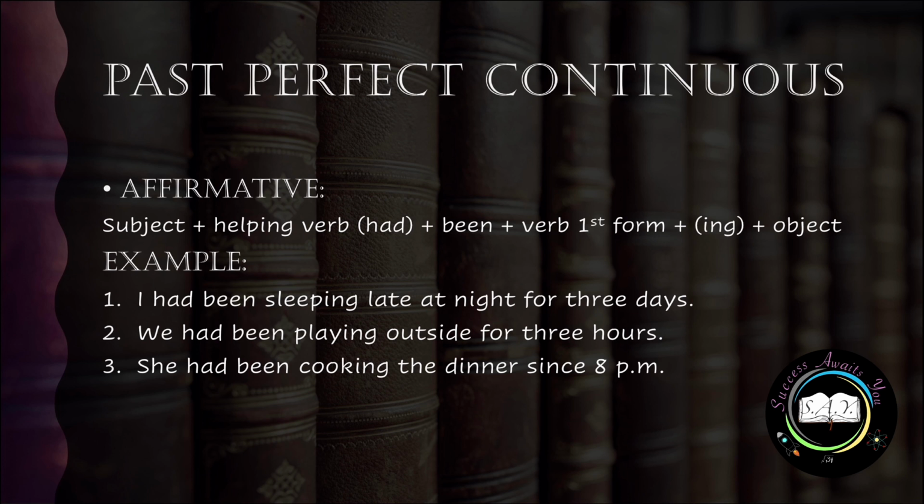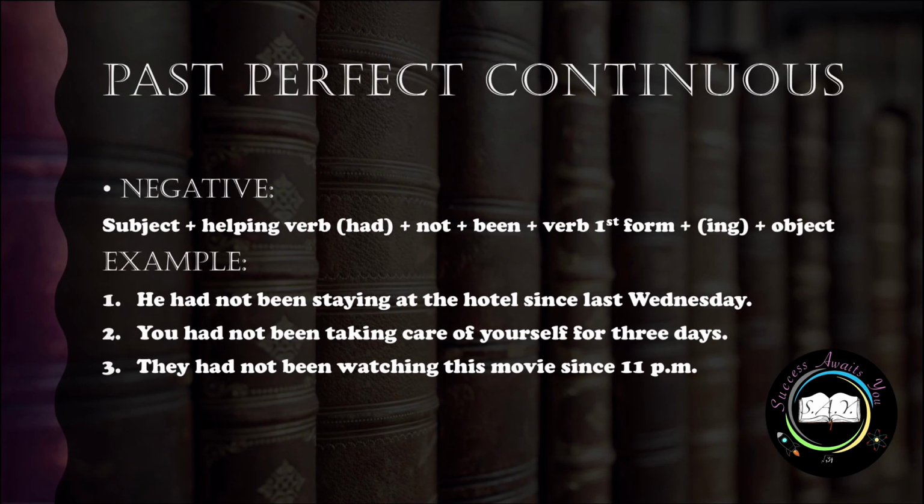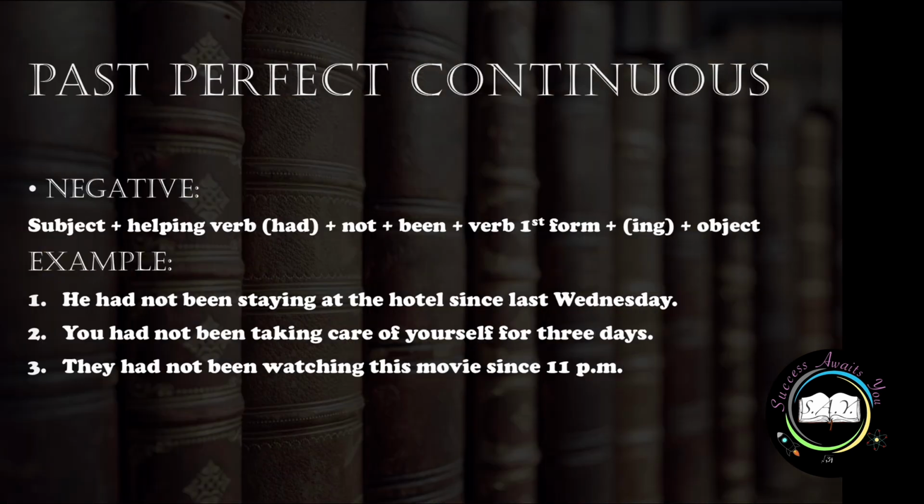For example, I had been sleeping late at night for 3 days. We had been playing outside for 3 hours. She had been cooking the dinner since 8 p.m. In negative, we will only add the word not in between the helping verb. That is, the helping verb then becomes had not been. For example, he had not been staying at the hotel since last Wednesday. You had not been taking care of yourself for 3 days. They had not been watching this movie since 11 p.m.